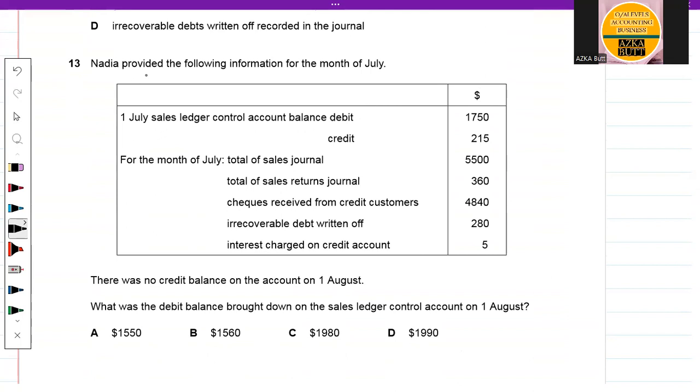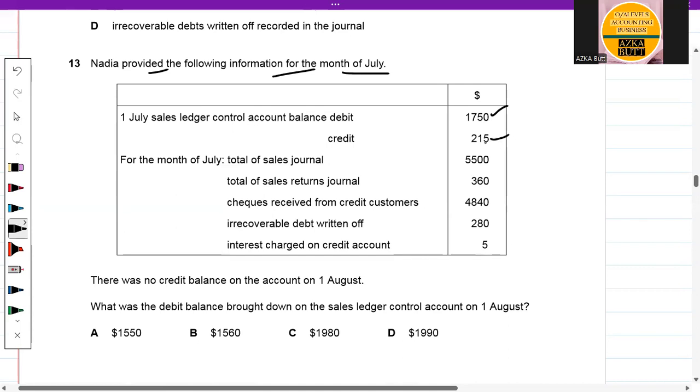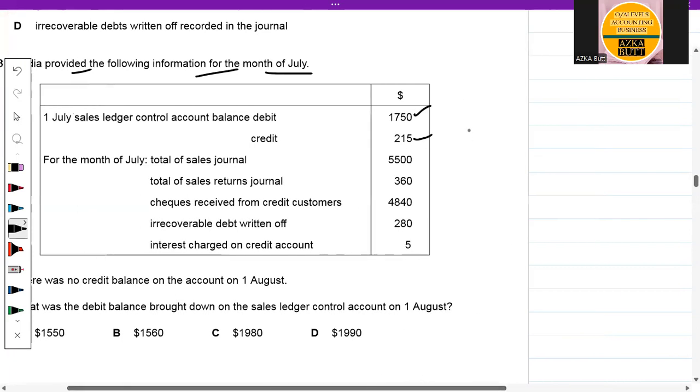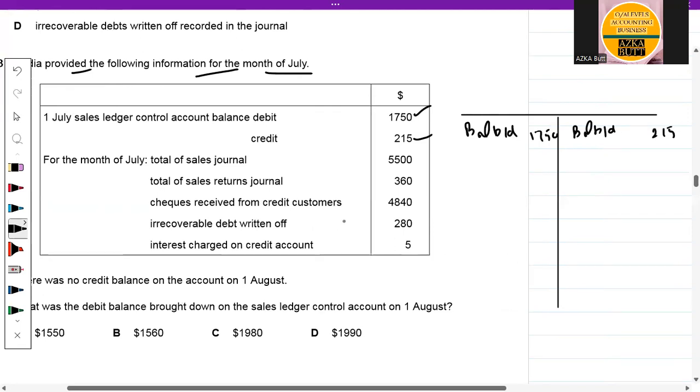Nadia provided the following information for the month of July. Okay, so first July sales ledger control account balance debit is 1750 and credit balance is 215. So first of all, I think we should prepare the account here. So balance BD and balance BD. 1750 on debit side. On credit side, this is 215.